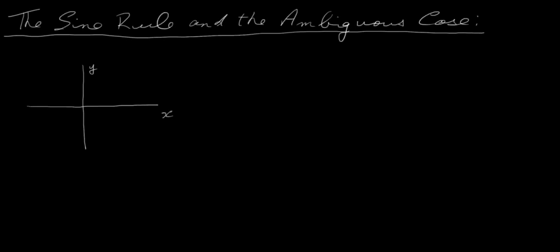Okay, so in this video I'm going to have a look at the sine rule, and later on we'll have a look at what's called the ambiguous case for the sine rule. So I'm going to do a couple of examples where we use the sine rule to find the angles and sides of triangles that are missing.